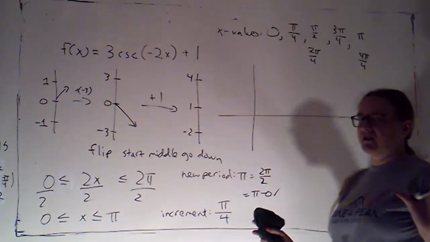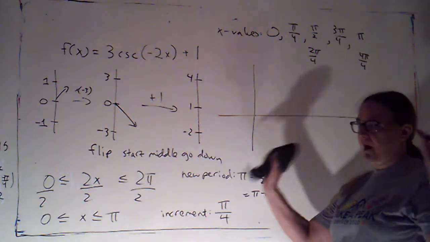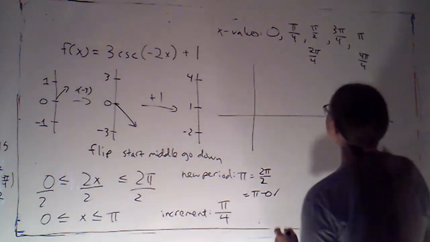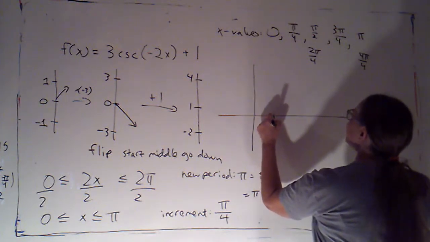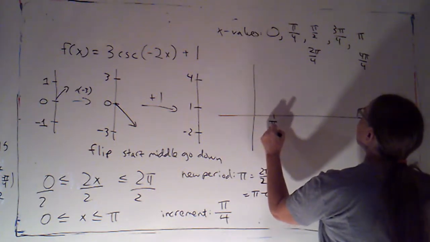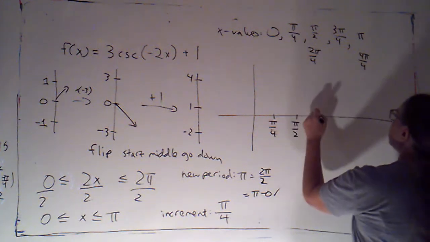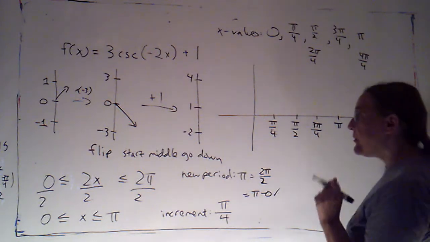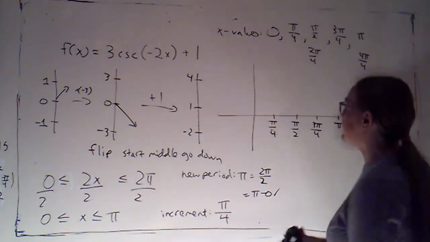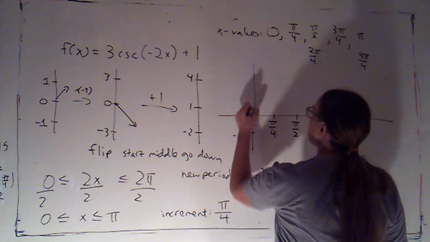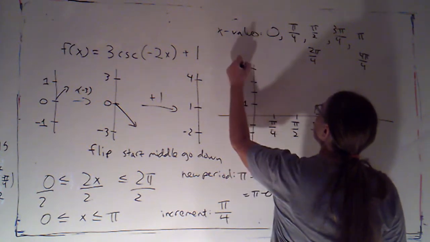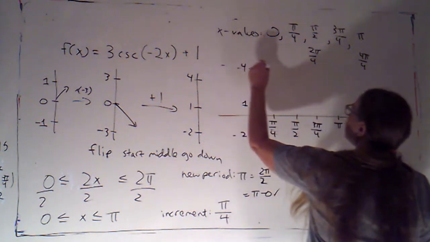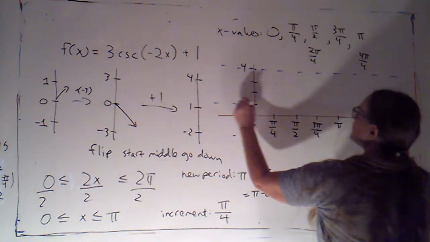Remember to draw it as a dotted curve. You can place bets on whether I'm going to remember or not. We'll see. I'll go back and fix it if I draw it as a solid. So I'm going to mark off my x values. 0, pi over 4, pi over 2, 3 pi over 4, and pi. The y values that we care about, we've determined are -2, 1, and 4. And I like to just draw in dotted lines at those heights.